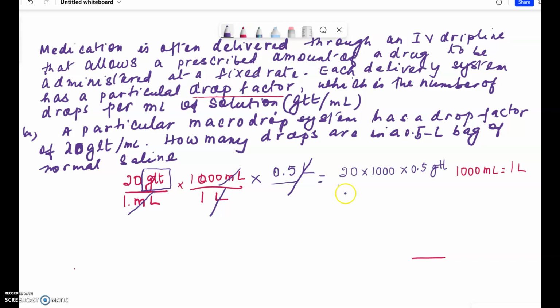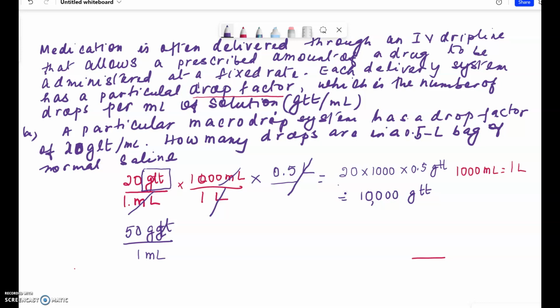And we get 10,000 GTT, which is the same as drops. What if a system had a drop factor of 50 GTT per 1 milliliter, and we were trying to calculate the number of drops in 1 liter of the solution.